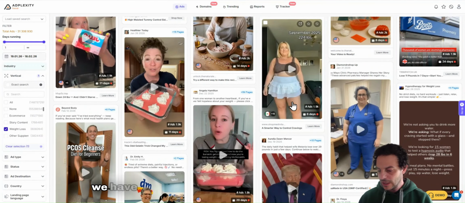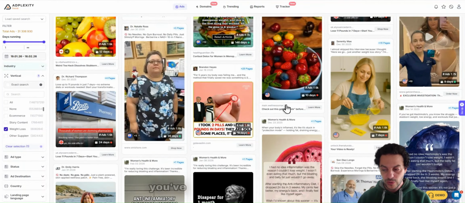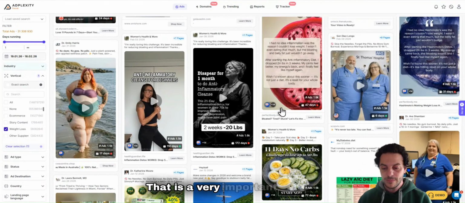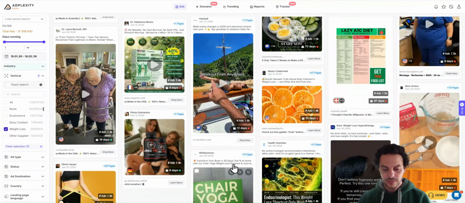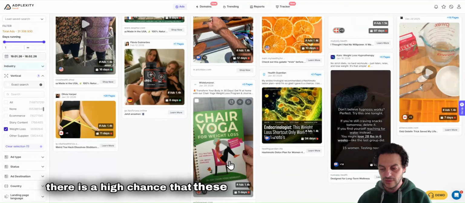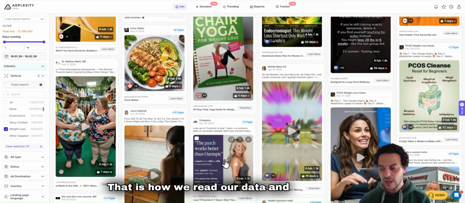As you can see, we have an endless amount of creatives being used in a lot of ads. That is a very important nuance, because if they're being used in so many ads, there is a high chance that these creatives are winning in the space. That is how we read our data and our metrics. So we encourage you to browse.